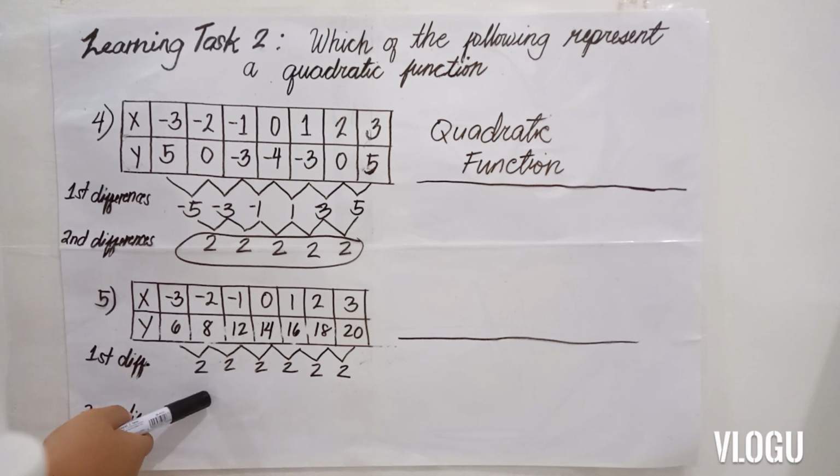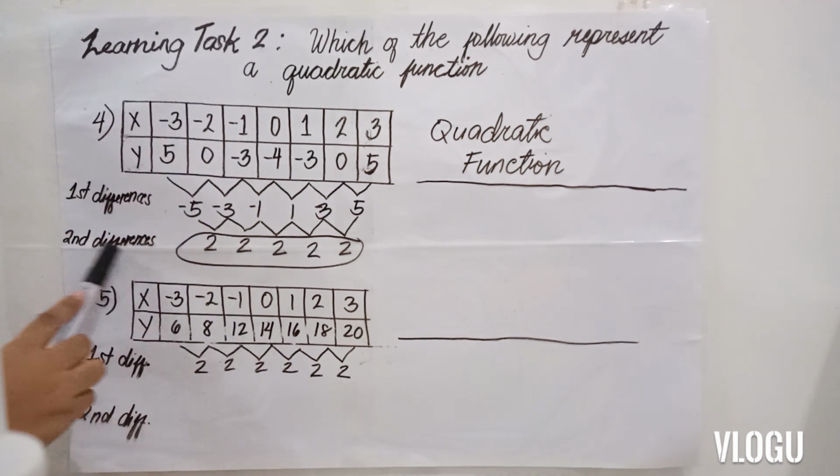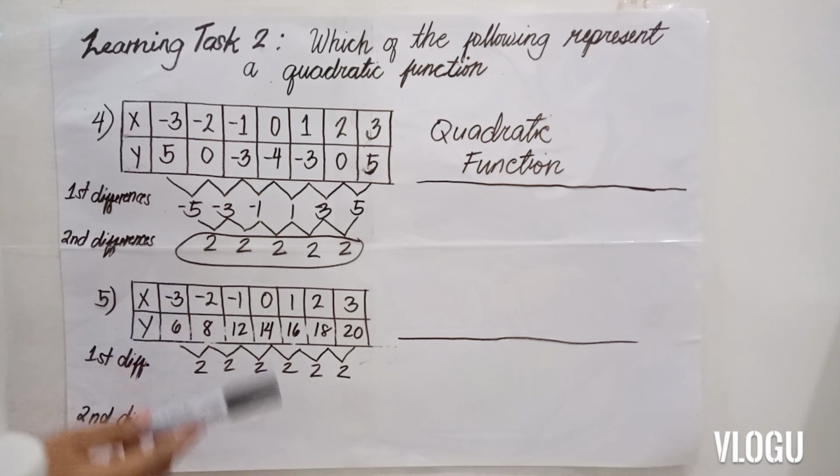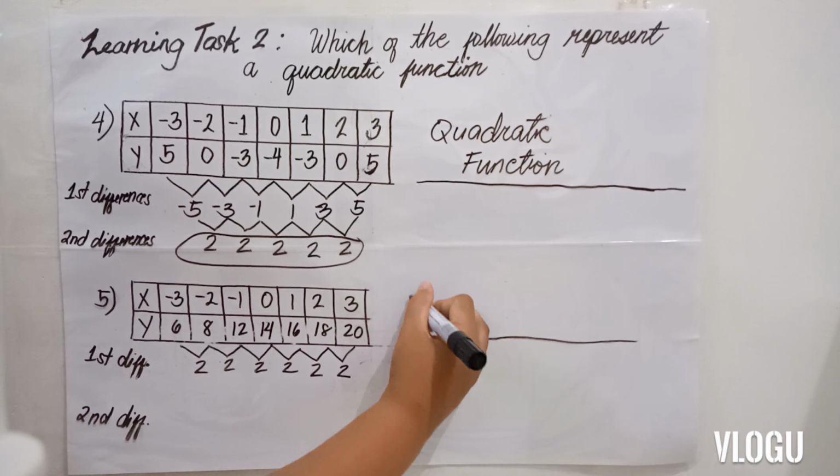Therefore, this is not a quadratic function because, just like what I said earlier, a quadratic function has equal second differences. Dapat sa pangalawa lang sila mag-i-equal. So, therefore, this is not a quadratic function.